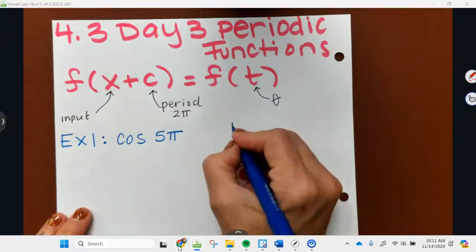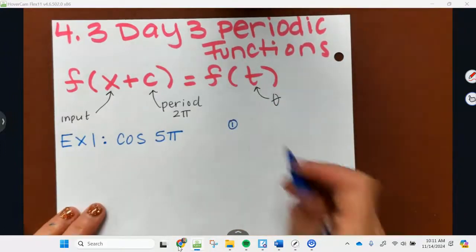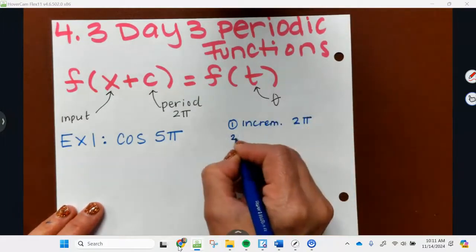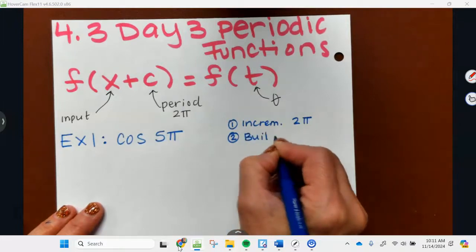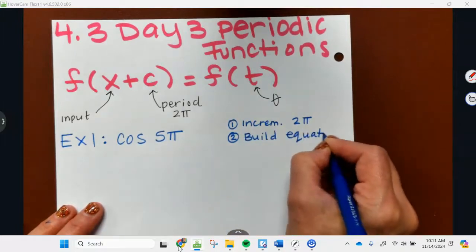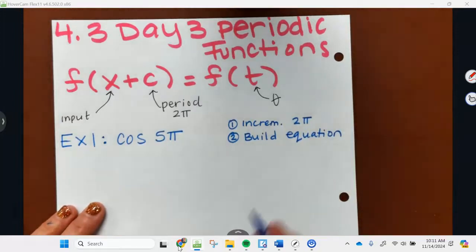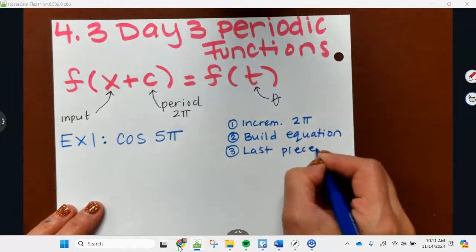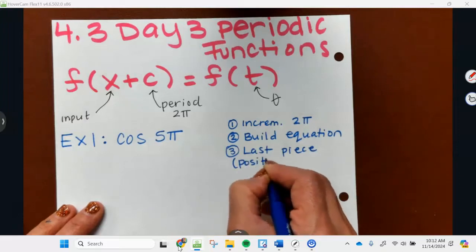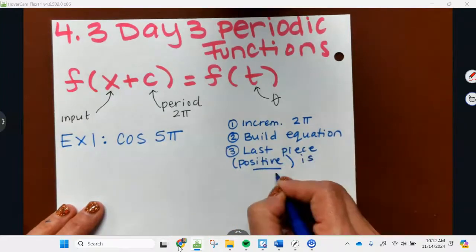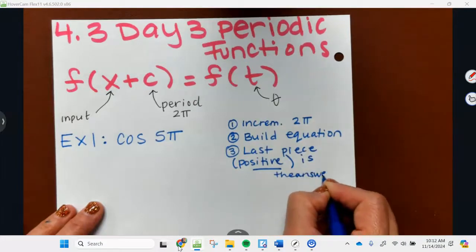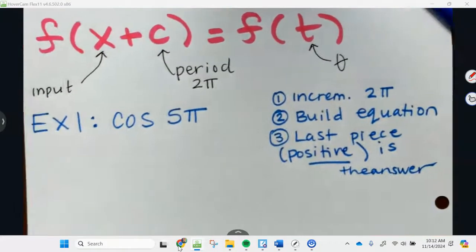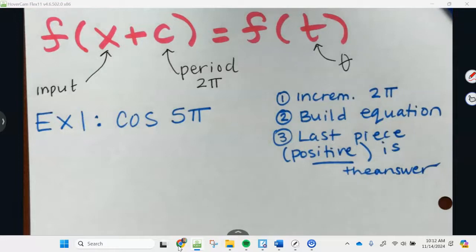Follow these steps, you'll never get the wrong answer. Always in increments of 2 pi, build your equation. And here's the last piece that's always going to get you the right answer. Last piece, which is positive, is the answer. And I am highlighting positive.